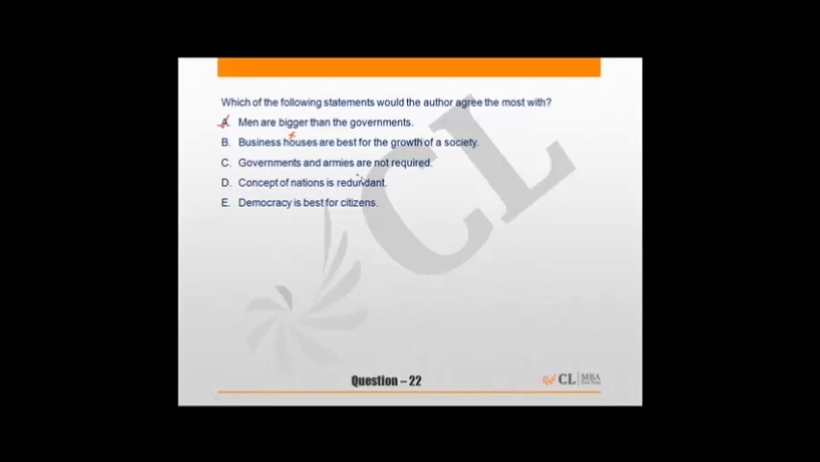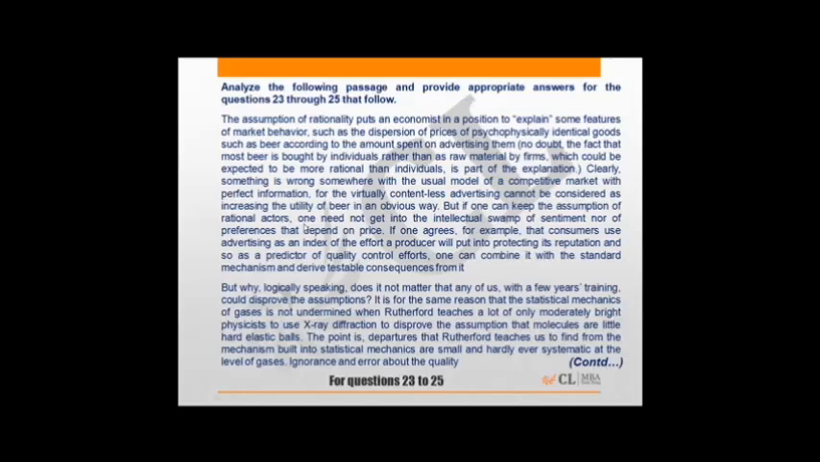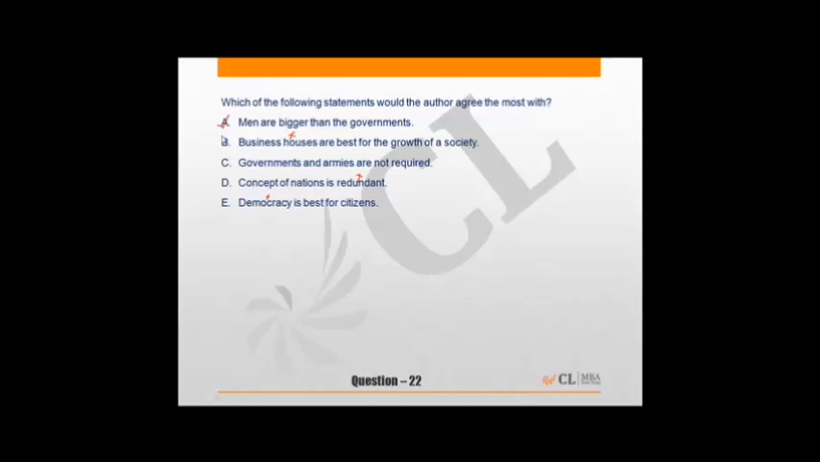Option D says concept of nations is redundant. This is incorrect. The author makes no reference to the concept of nations. Democracy is best for citizens. This is against the argument of the passage, which does not support majority rule. So the answer to this question is option A.